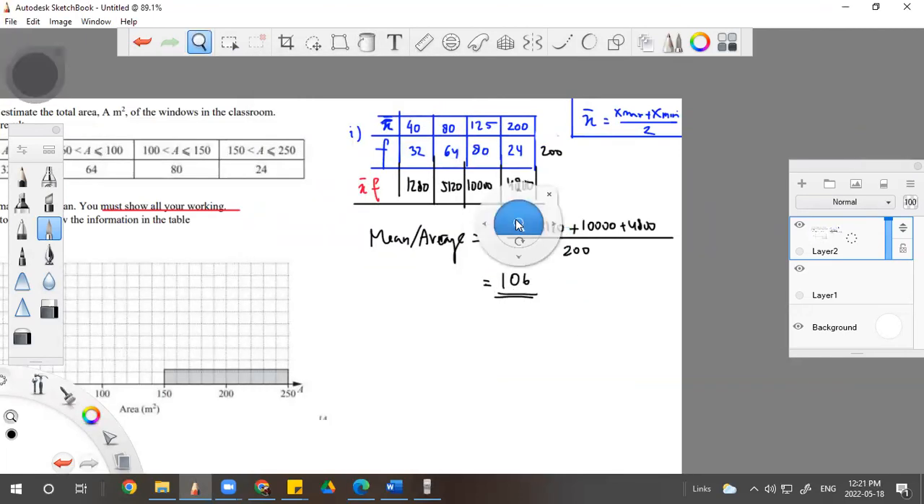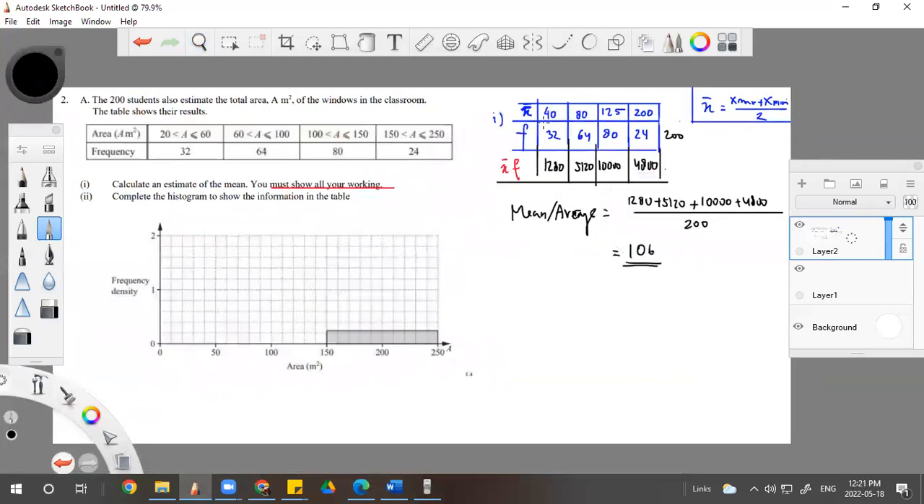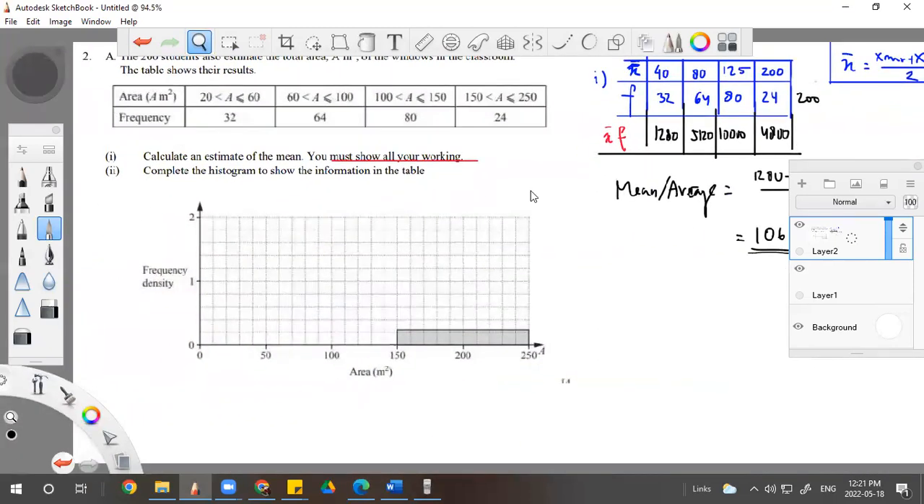This is not an exact value of the mean. Why is it called estimation? Because we also estimate the x. Now copy the histogram and show the working, show the information table.